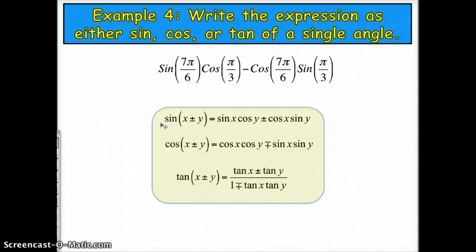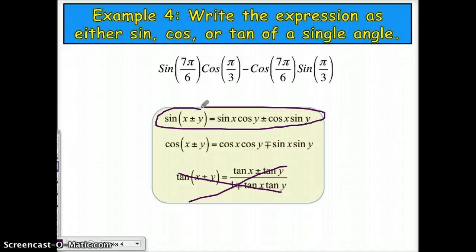So that's the sine of what? That's the cosine of what? So to figure this out, I'm going to look at my formulas and see which one it matches up with. It's definitely not tangent. It's sine, cos, cosine. So it's got to be this one. It's definitely not cosine, cosine, sine, sine. So it's the sine formula.